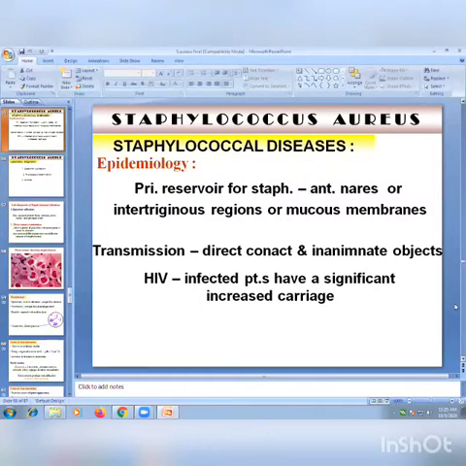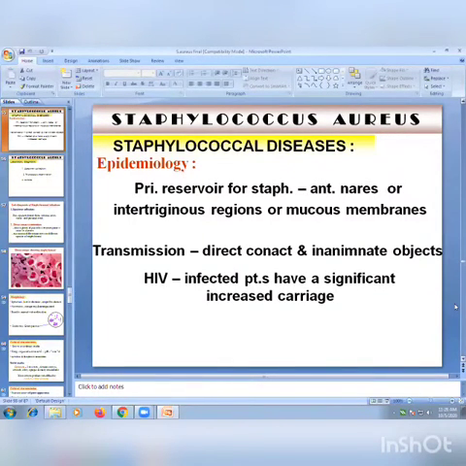Then the staphylococcal disease epidemiology. The reservoir for staph is the skin and regions of mucous membrane, then transmission is by direct contact and inanimate objects.